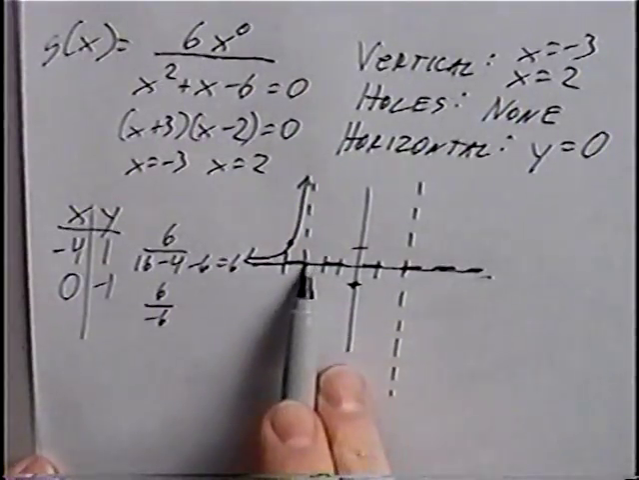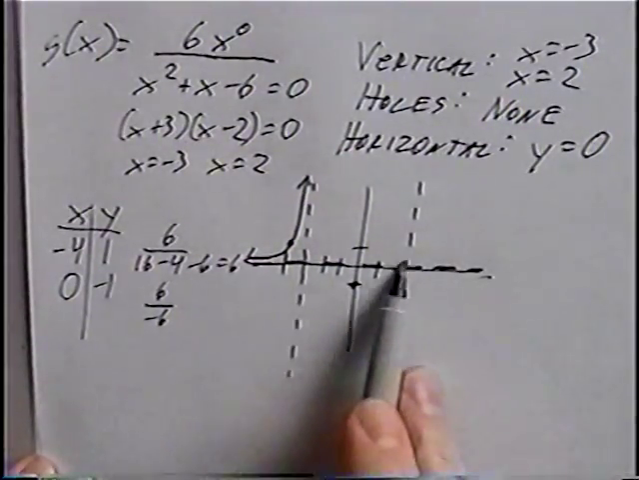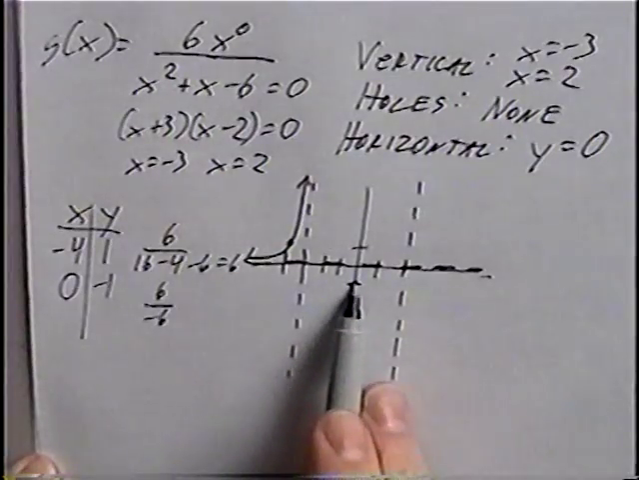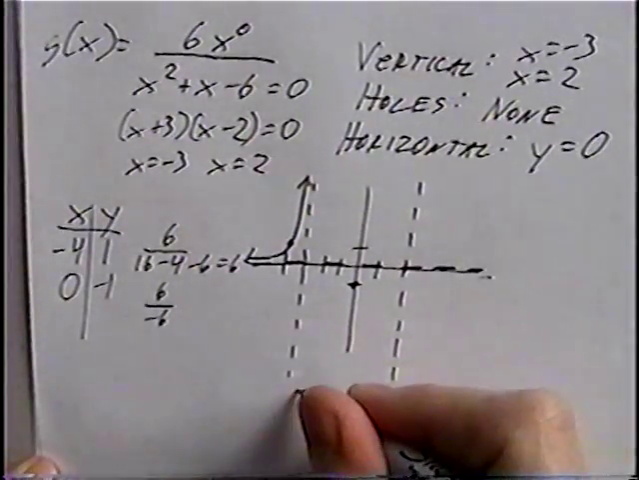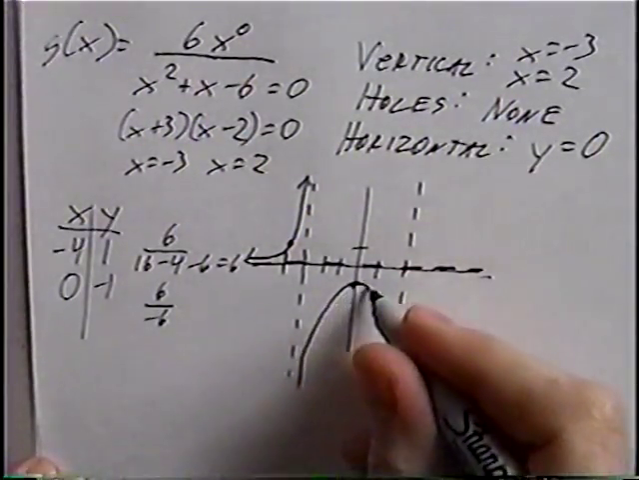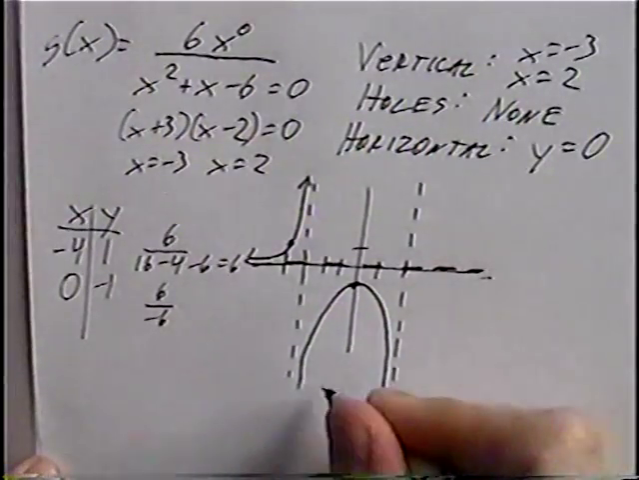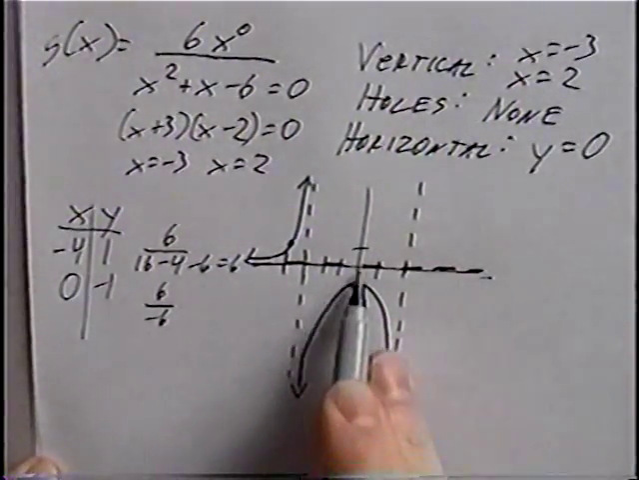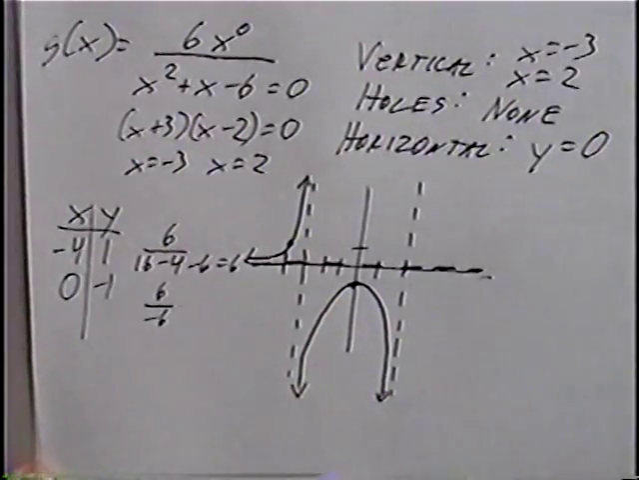Again, we have a horizontal asymptote at y equals 0, so the graph cannot cross here. We know the graph's on the bottom with our point, so you'll basically have a parabola that goes through that point and goes parallel to the vertical asymptotes and turns around before the horizontal asymptote.